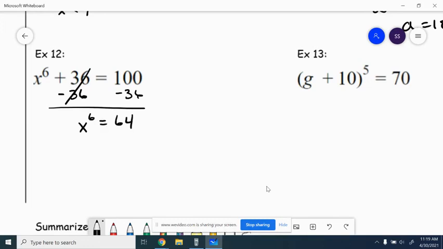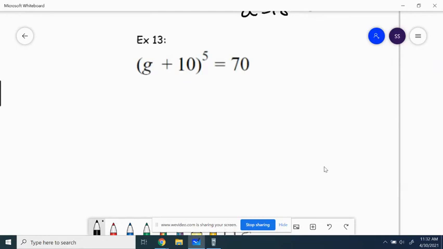So if we want to rewrite this as a radical, we can do that. This would be the 6th root of 64. And now we know that this is an even root. So we're going to have two answers. So this would be 2 or -2.